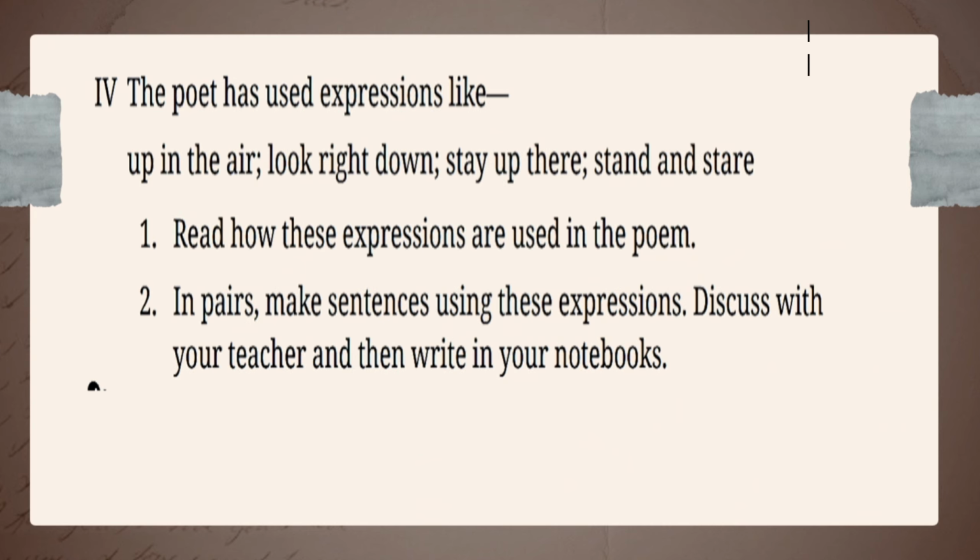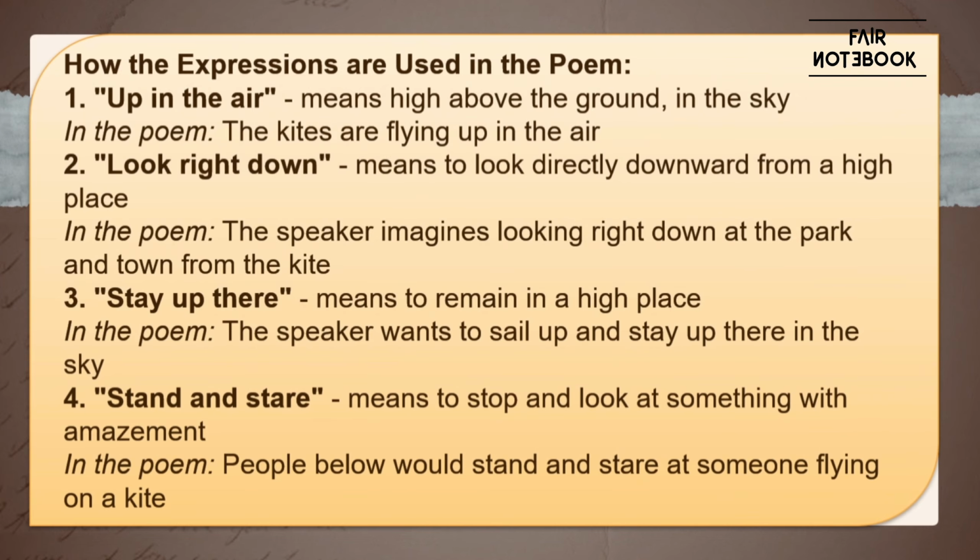Fourth, the poet has used expressions like up in the air, look right down, stay up there, stand and stare. First, read how these expressions are used in the poem. Answer: up in the air means high above the ground in the sky. In the poem, the kites are flying up in the air.